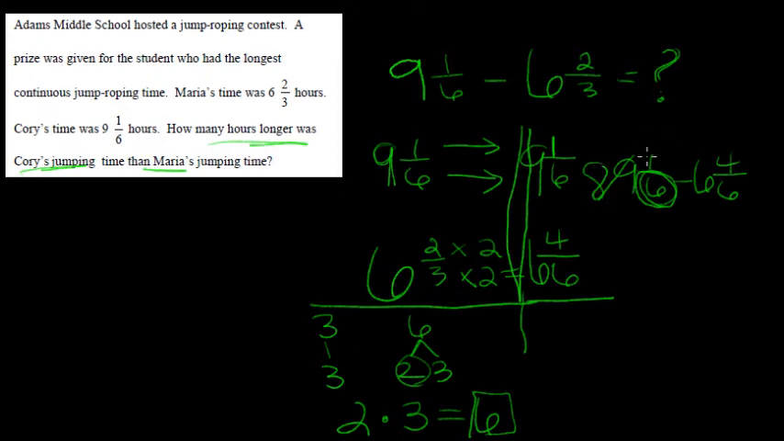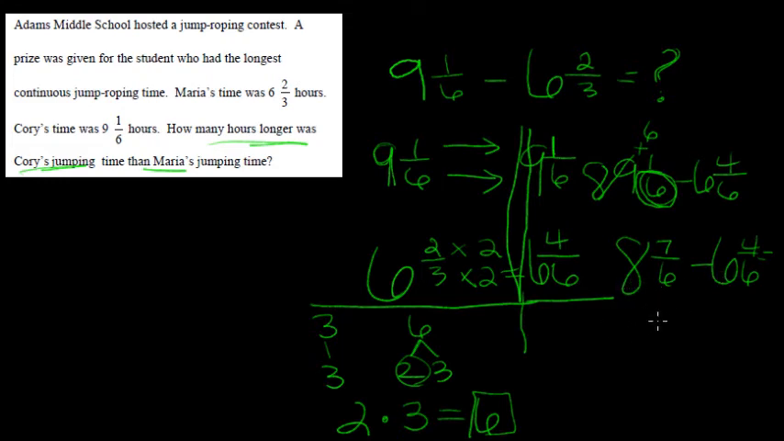And when I borrow a whole group, I'm not just going to stick a 1 up here. It's not a group of 10, it's a group of 6. So I have to do 6 plus the 1 I already have left over. So now I have 8 and 7/6 minus 6 and 4/6. And then you're thinking, whoa, improper fraction here, okay? But just wait a second, see what happens when you actually subtract.